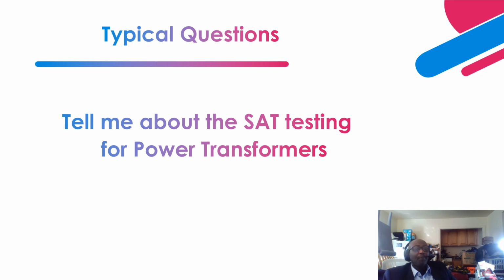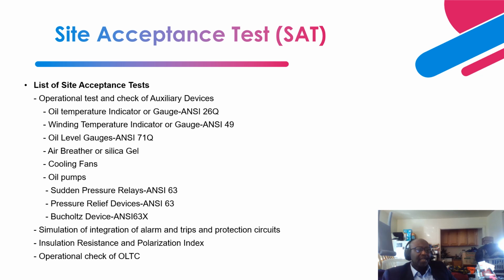Next question is, tell me about site acceptance testing for power transformers, and this comes into play when the transformer is shipped to the site and installed. So for site acceptance test, the transformer, depending on the size, is shipped to the site with all these gauges in place. The oil temperature gauge will be in place. All these and the piping for the air breather might be removed.